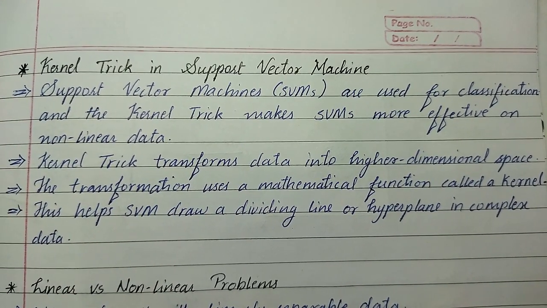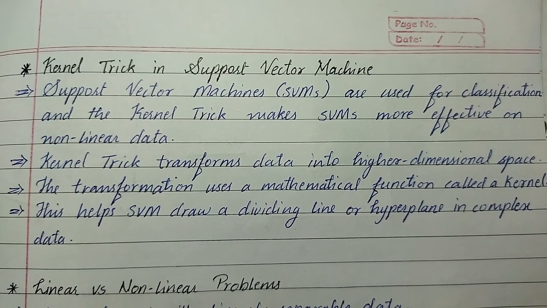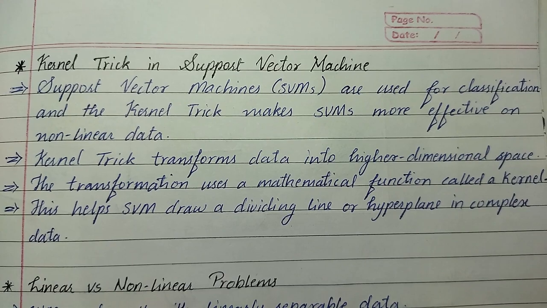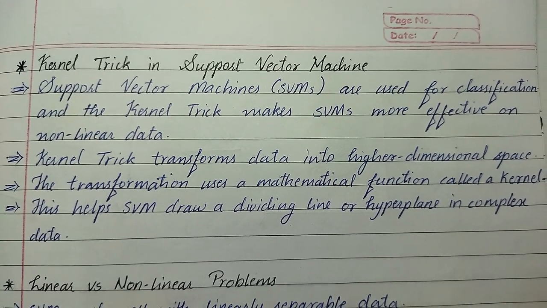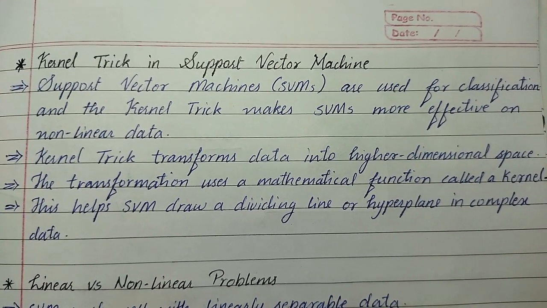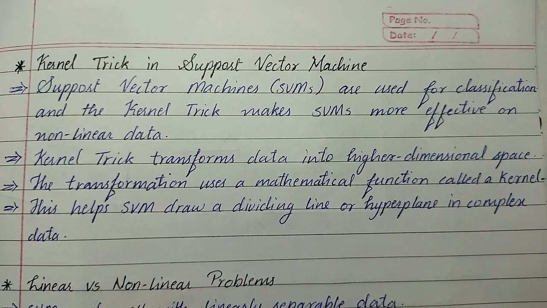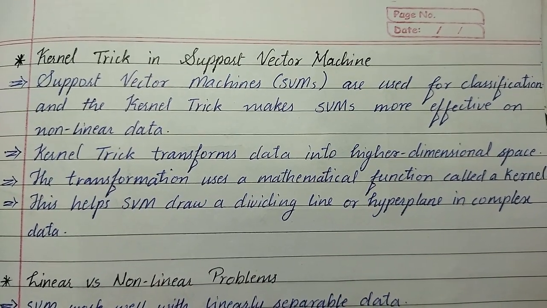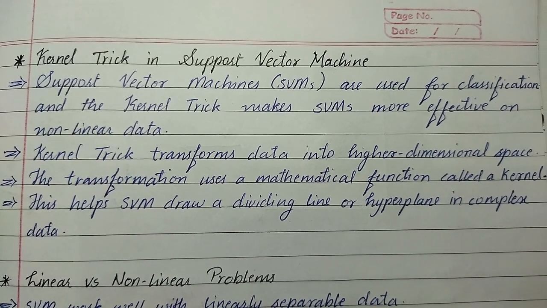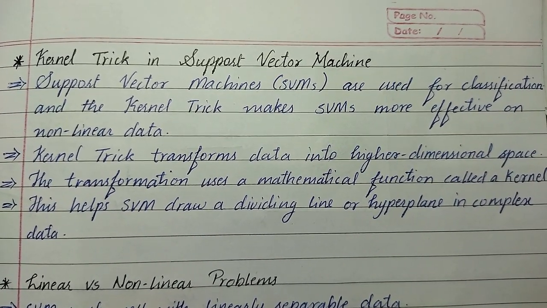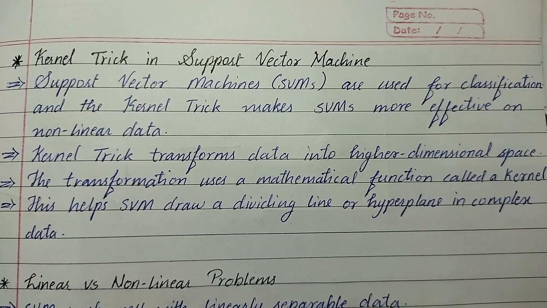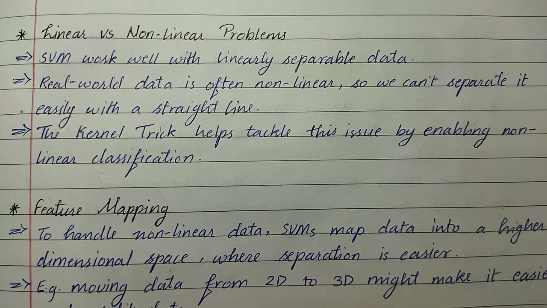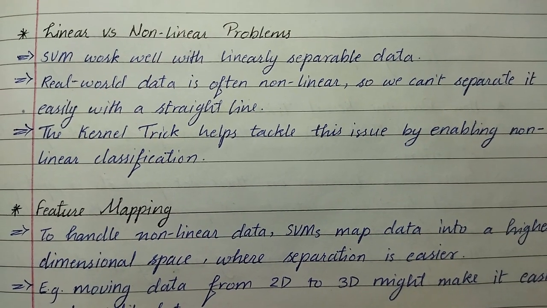So support vector machine, that is SVM, are used for classification, and the kernel trick makes SVMs more effective on non-linear data. Kernel trick transforms data into higher dimensional space. Then the transformation uses a mathematical function called kernel, and this helps SVM draw a dividing line or hyperplane in complex data. Linear versus non-linear problems that can be solved by kernel tricks.